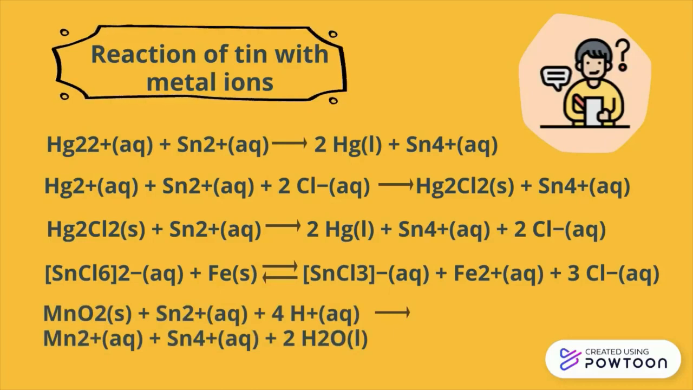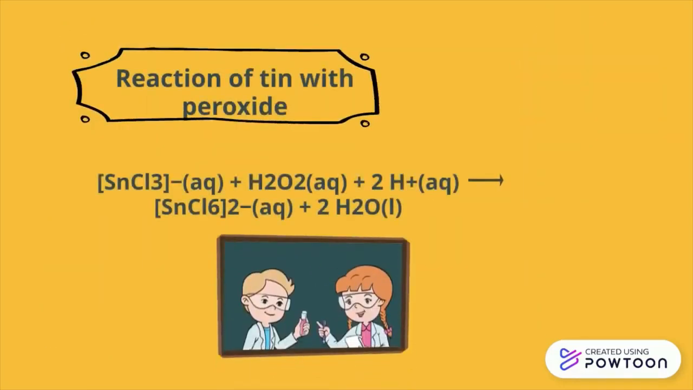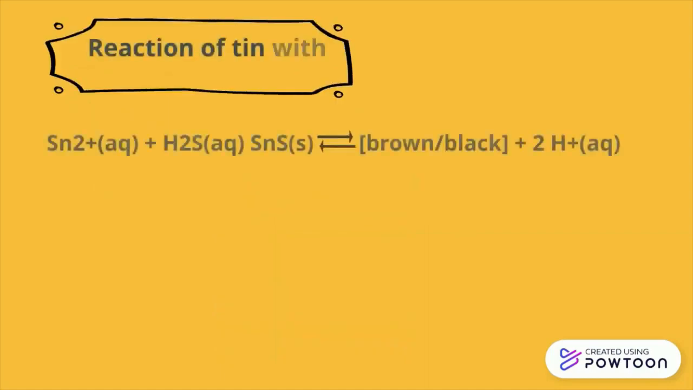Manganese in a high oxidation state will be reduced to Mn2+ by Sn2+ under acidic conditions, with the formation of Sn4+. Sn2+ is easily oxidized to Sn4+ by hydrogen peroxide under acidic conditions.